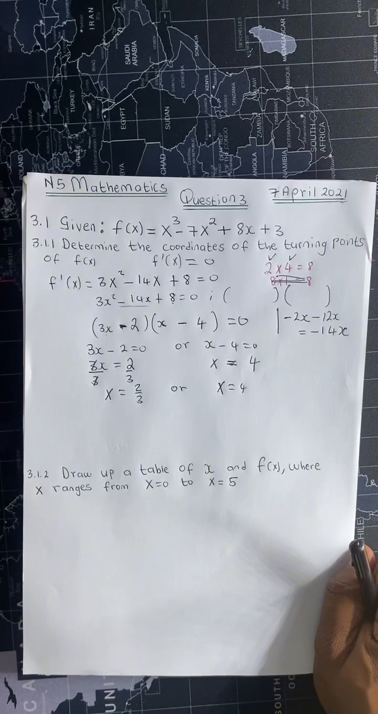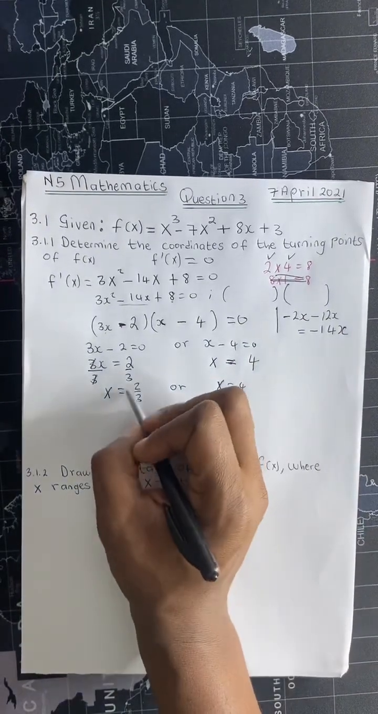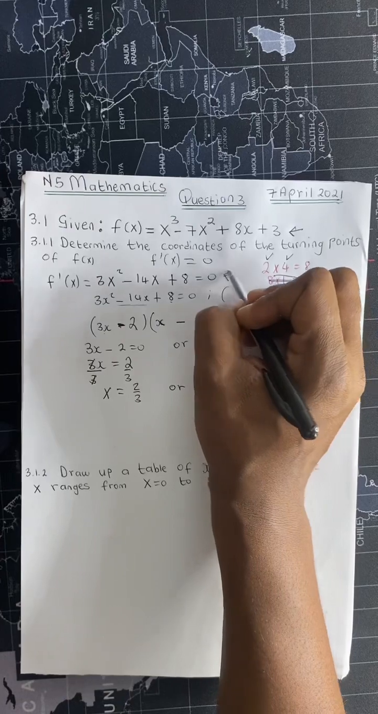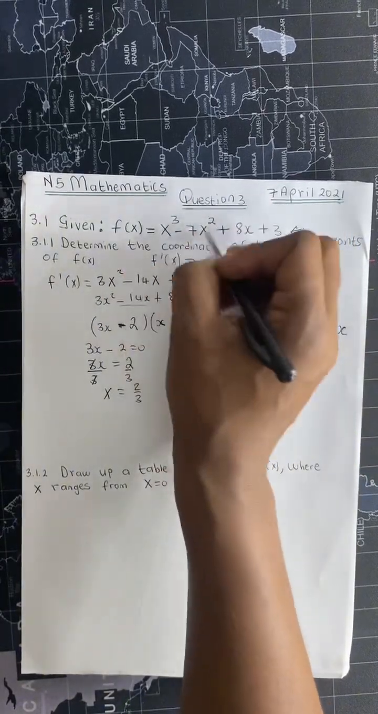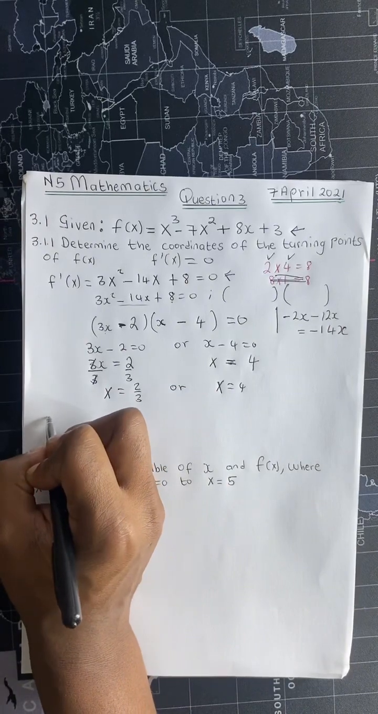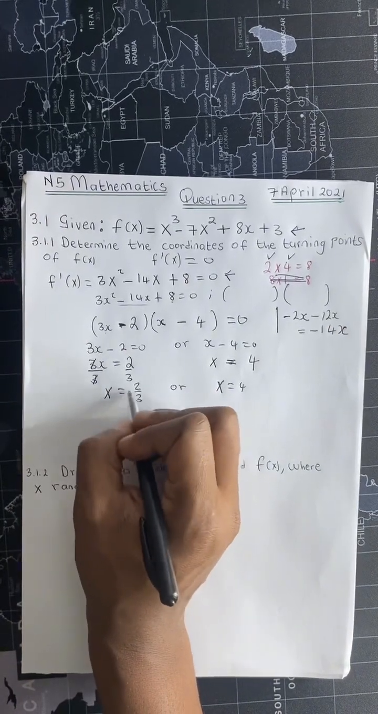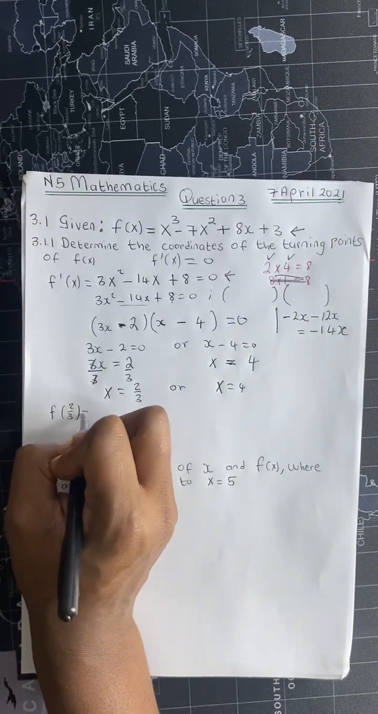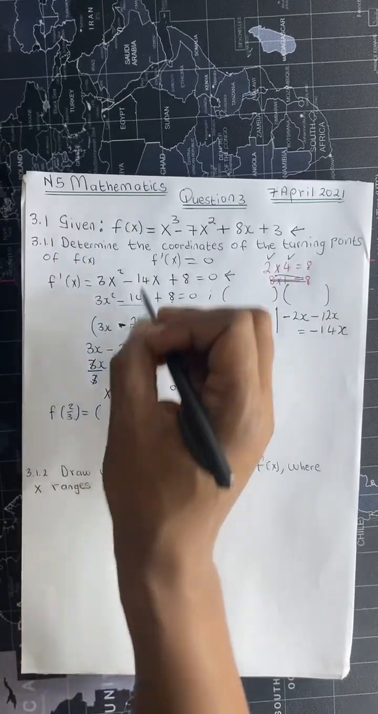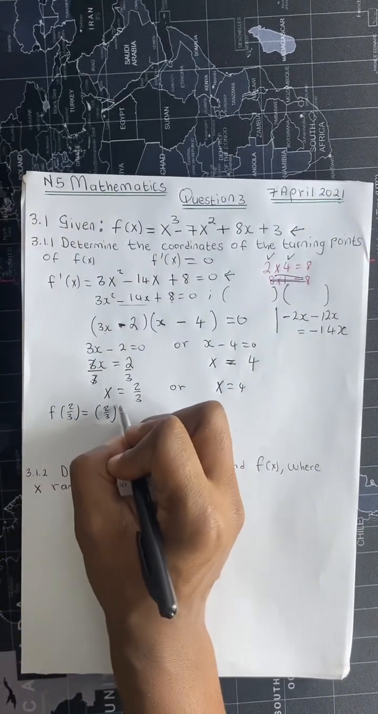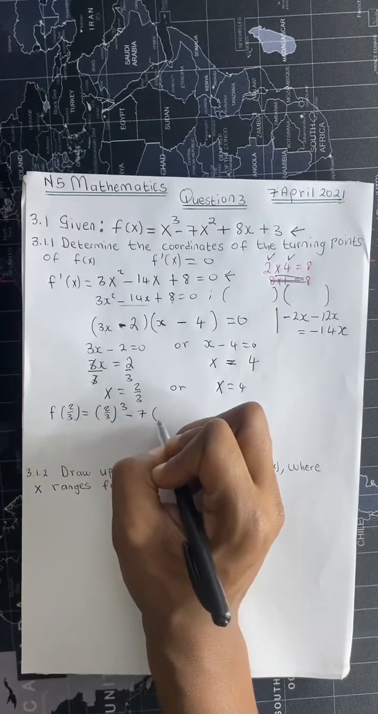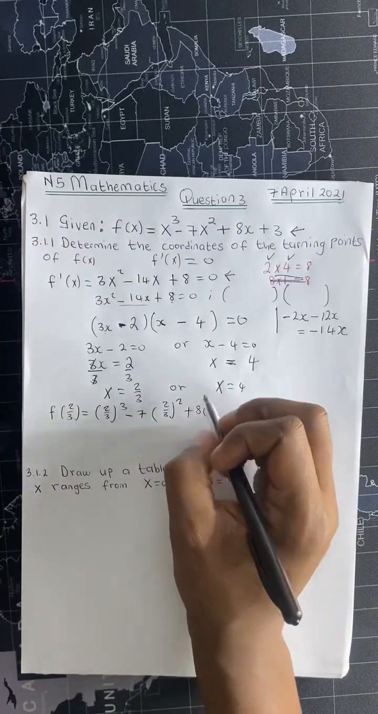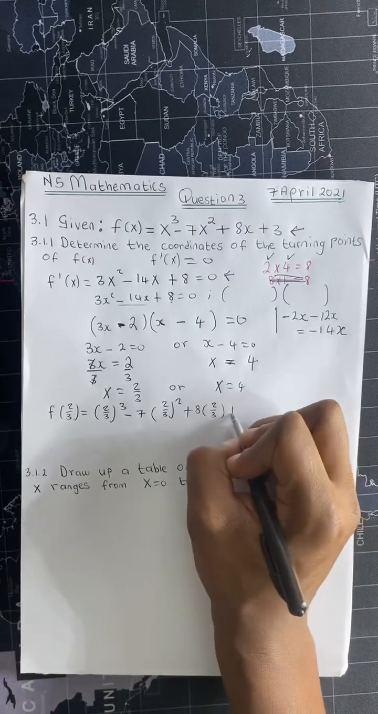In order for us to determine the y coordinates of the turning point, we have to take these x coordinates and substitute them in the original f of x equation, and not that derived f of x equation. So to get the corresponding y coordinate for the 2 over 3, we substitute it into that original equation. So where there is x, we put 2 over 3 raised to the power 3 minus 7 into 2 over 3 raised to the power 2 plus 8 multiplied by 2 over 3 plus 3.